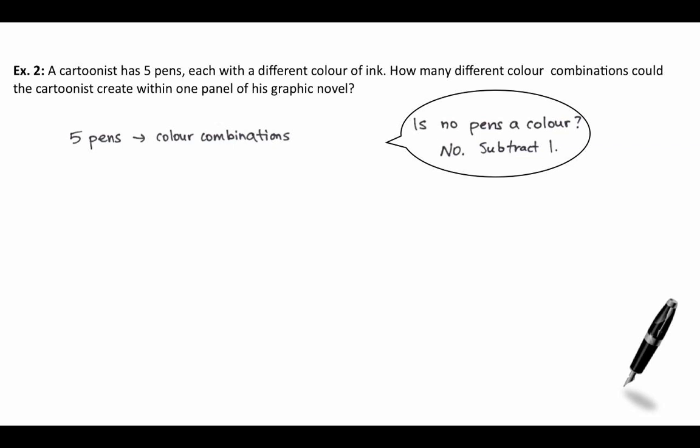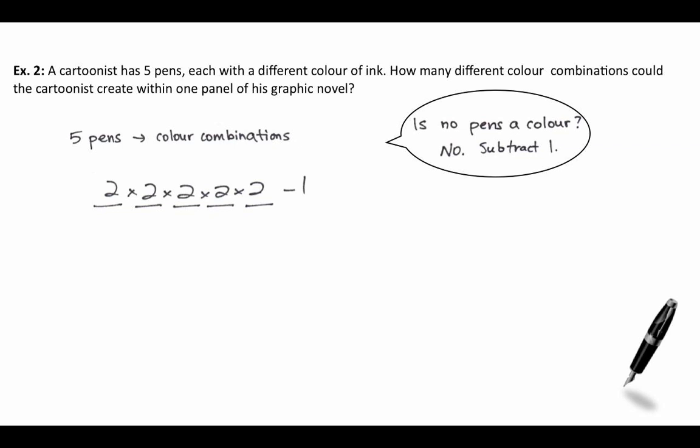Whenever we encounter these questions, this is one of the first things that we ask ourselves. Is the null set, should we include it or not? In this case, no color. If we're asking for color combinations, no color, so not using any pens, is not a color combination. So it's not an option.